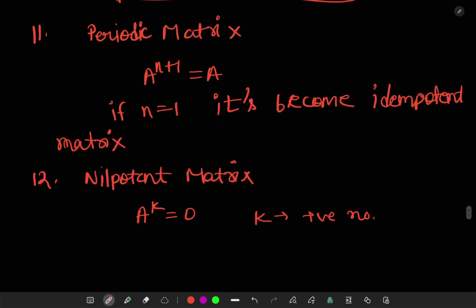Now, periodic matrix. If this relation is satisfied by the matrix, then we can say A is a periodic matrix. If n is equal to 1, a periodic matrix becomes an idempotent matrix. So we can say that every idempotent matrix is a periodic matrix.